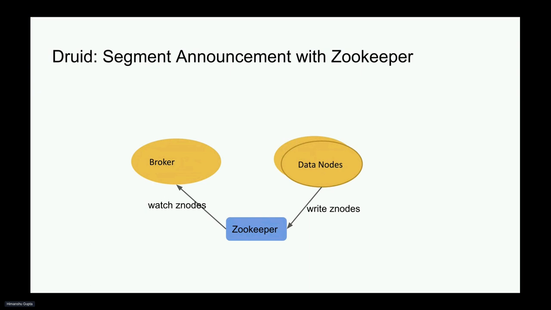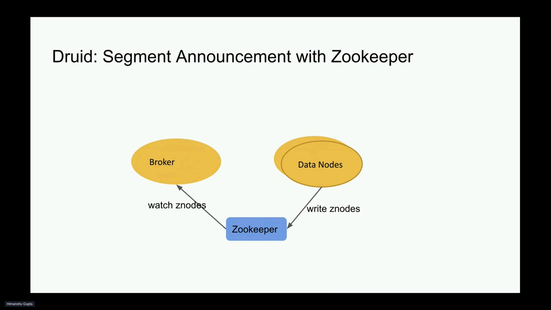Historicals are serving the immutable segments, which are fully built, and middle managers are serving kind of the virtual segments, which are still in process to be completed, not fully completed before they actually land on the S3. But again, the coordination mechanism is the same.